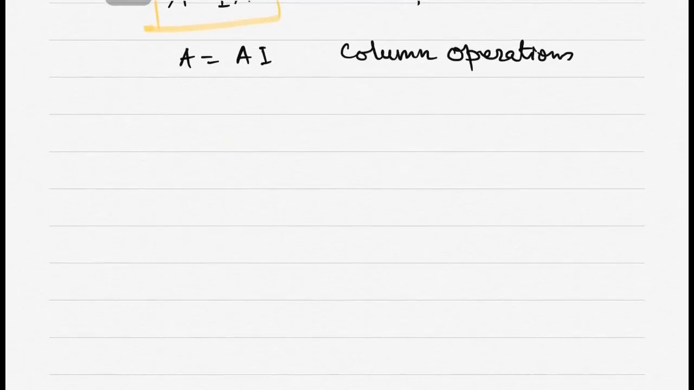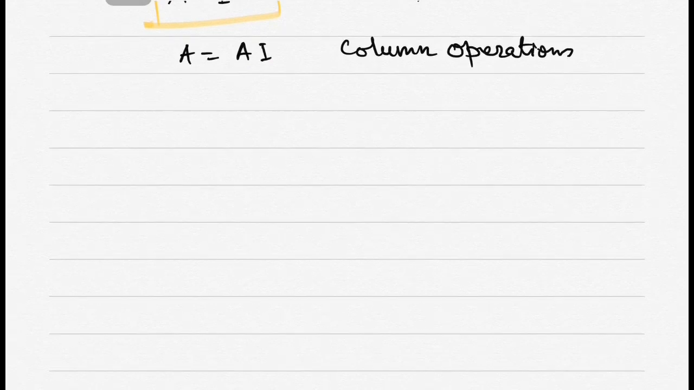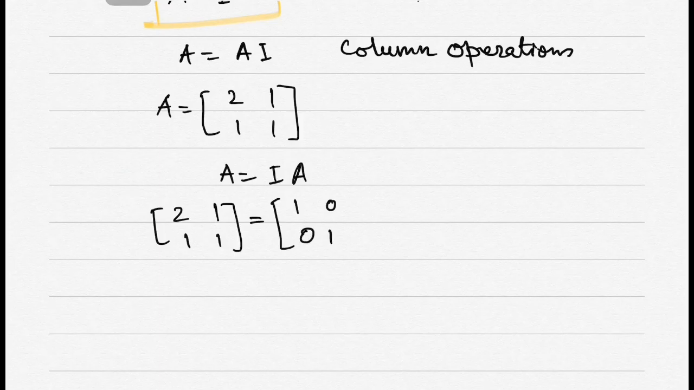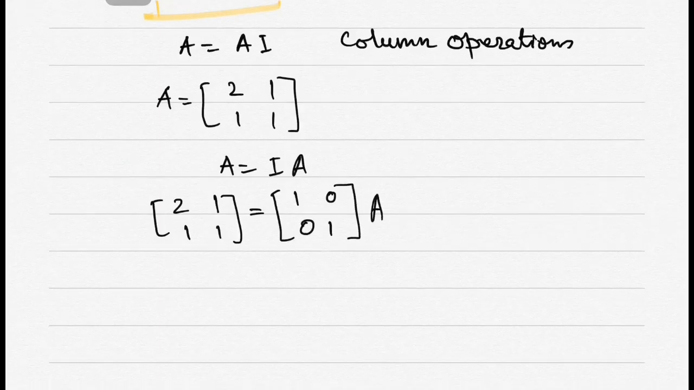Let us take the first question. A is equal to [2 1; 1 1]. For using row operation, we write A equal to I into A, where I is the identity matrix of the same order as A. A is [2 1; 1 1]. I will be [1 0; 0 1] into A.